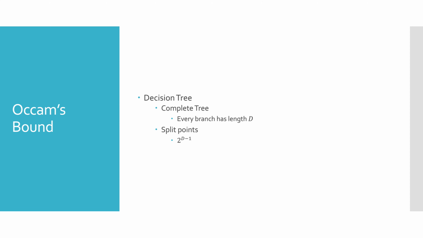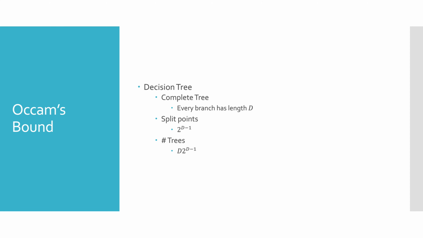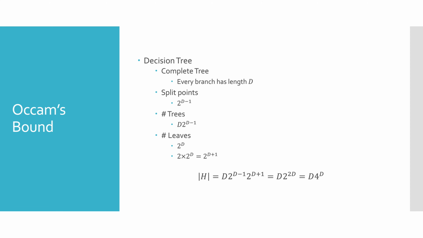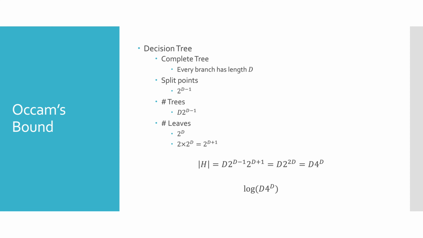Each split point needs to be assigned a feature. There are d many choices here. So this gives us d times 2 to the d minus 1 trees. The last thing is that there are 2 to the d leaves of the tree, each of which can have 2 possible values, depending on whether this leaf is classified as a +1 or a -1. So that is 2 times 2 to the d, which equals 2 to the d plus 1 possibilities. Putting this all together gives us a total number of trees that's d times 4 to the d. Applying Occam's bound, we can see that log of d times 4 to the d examples is enough to learn a complete decision tree.